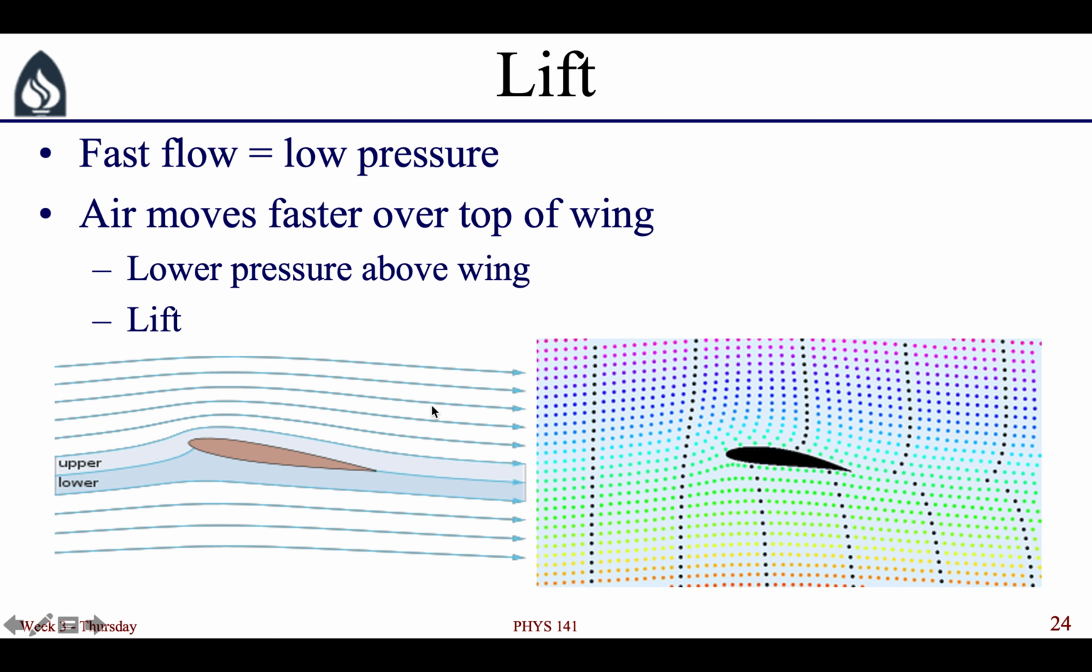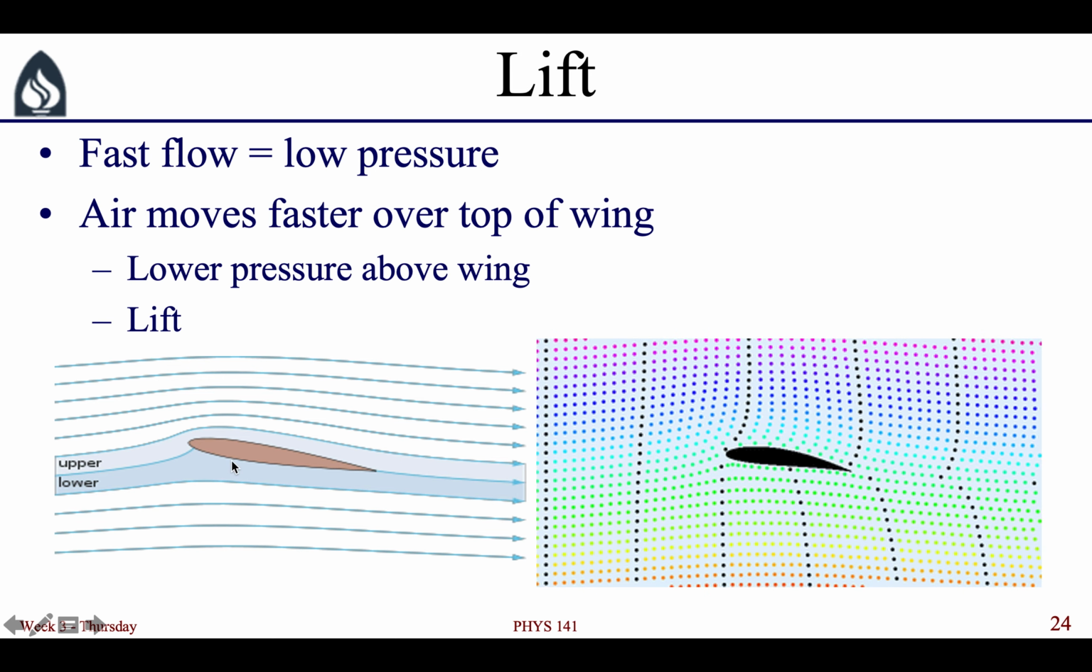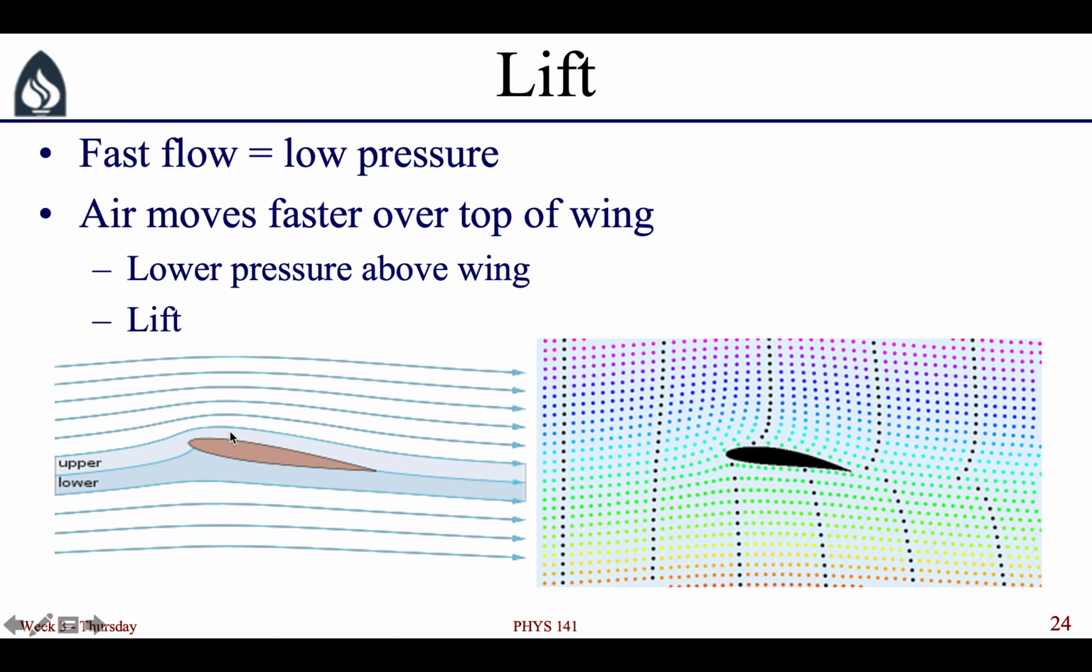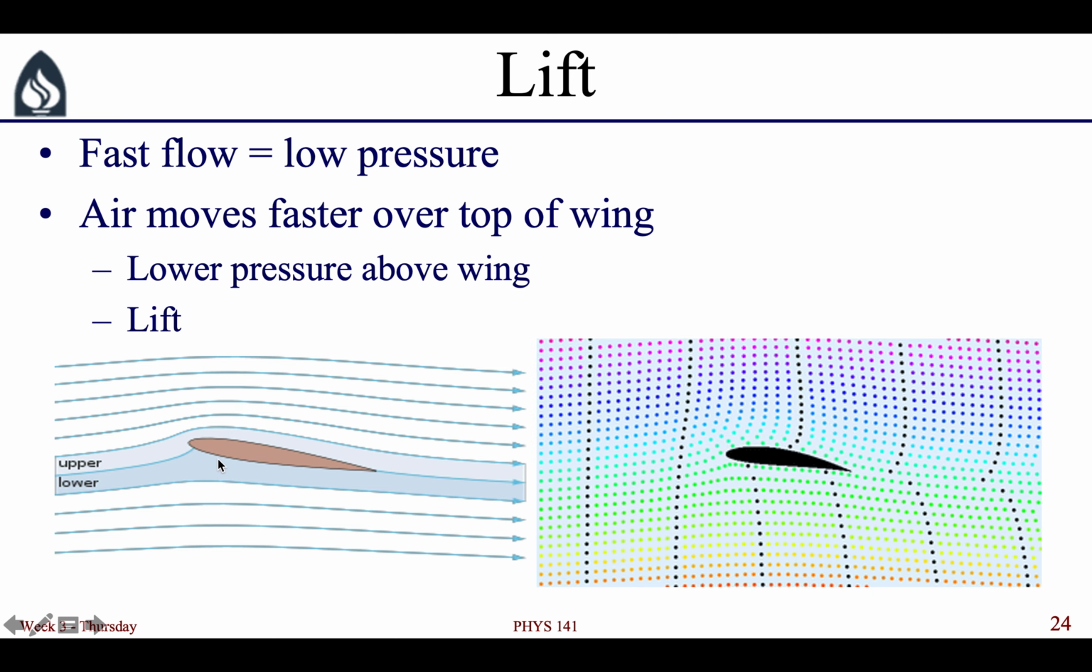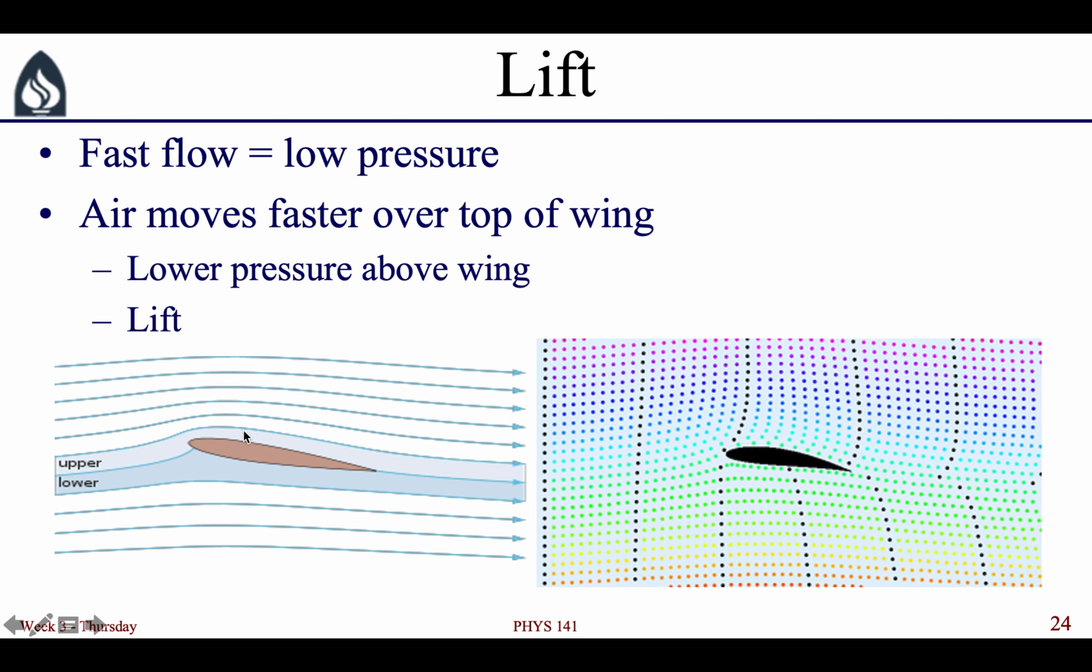So since the air moves faster over the wing than under the wing, then we have lower pressure above the wing than below the wing, and since there is lower pressure, there will be an overall force upward.